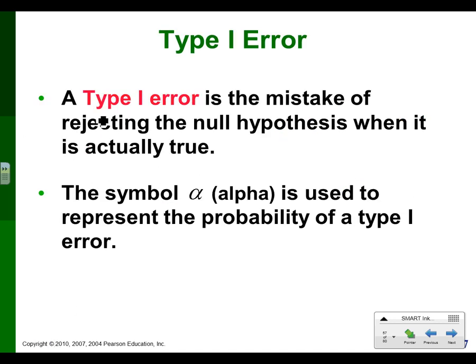So, here is a type 1 error. Watch first, and then write this down. You're given two hypotheses. A type 1 is the mistake of rejecting the null when it's actually true. It was actually true and you rejected it. That's a type 1 error. Okay? So go ahead and write down what a type 1 error is.